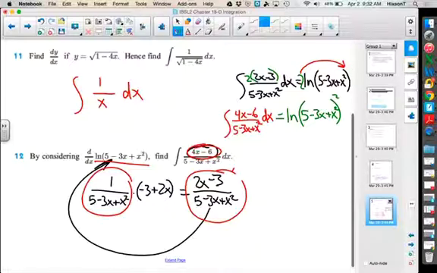So that's kind of the connection I want you to make, because one of the rules that we're going to use today is this, and I'll just give you the rule now, we'll see it again in a moment. The integral of 1 over x dx is the natural log of the absolute value of x plus c.